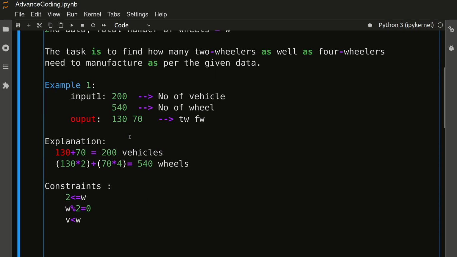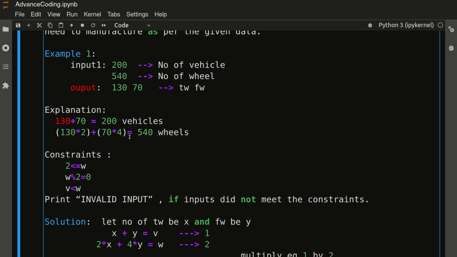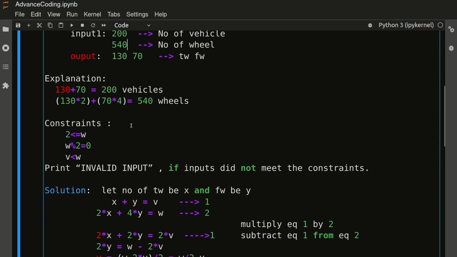So see, now this question is easy. We will be solving this with the help of mathematics. And in maths, I hope all of you must have done these types of questions, which are very easy. So the data is given. Let us see how to solve this.